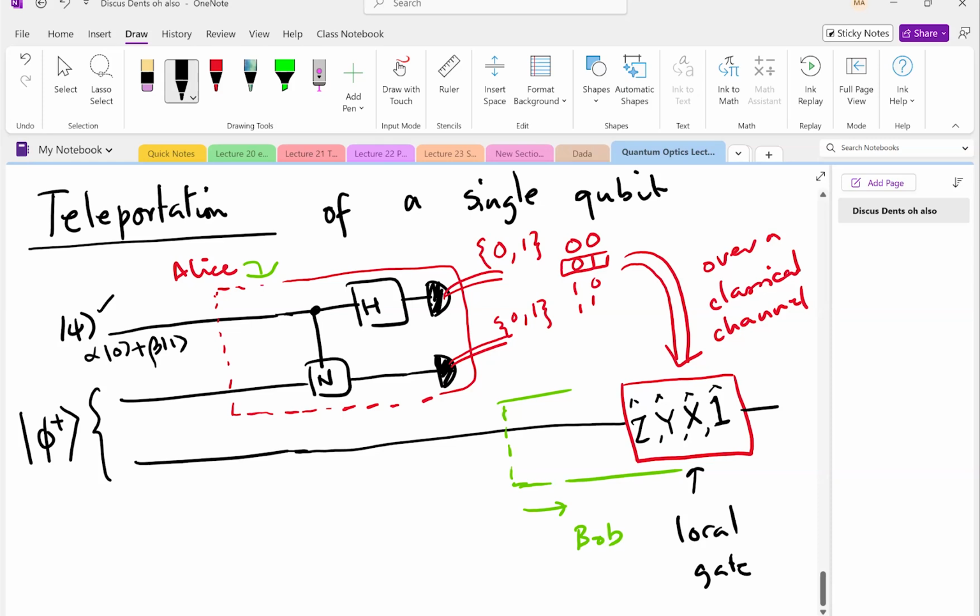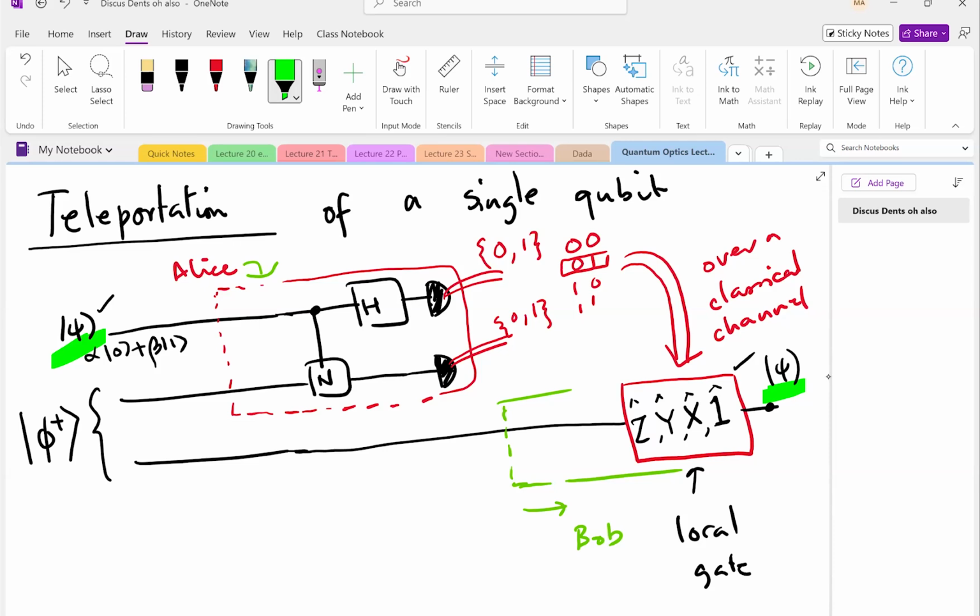So what happens is that Bob's qubit, he hasn't measured his qubit as yet, but after the application of this local gate it is going to be an exact replica of the original qubit. So this is going to be identical to this qubit. No measurement has yet taken place of this final qubit, but this qubit is an exact copy of the qubit that one wishes to teleport.